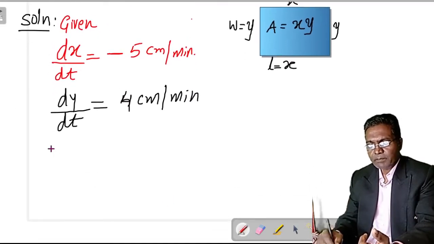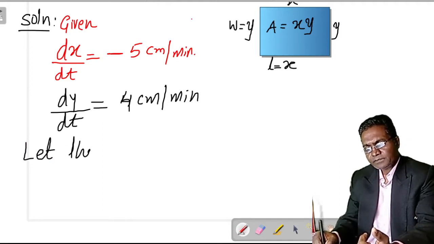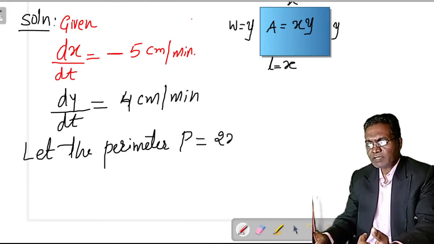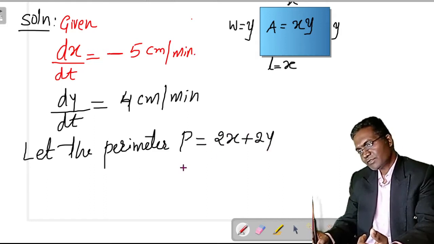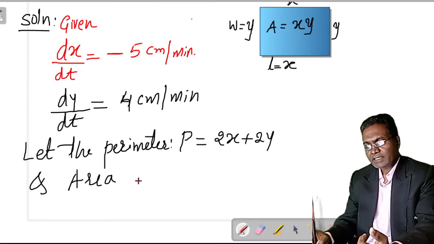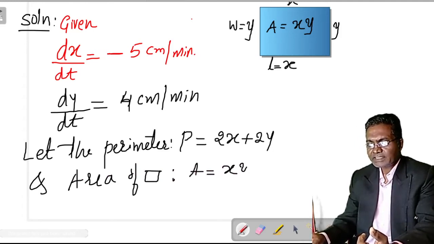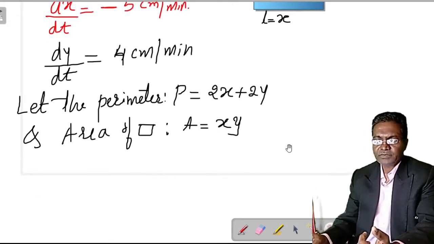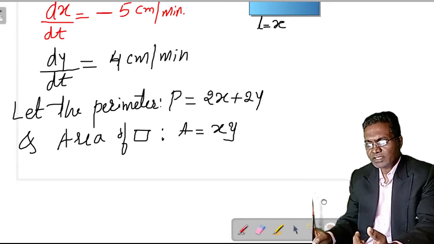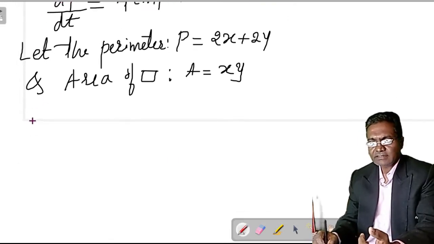Okay. So let P be the perimeter. P is equal to, perimeter is the sum of all the sides, so it is 2x plus 2y. And area of rectangle: A is equal to length into breadth, that is x into y. Now you are asked the rate of change of perimeter and the rate of change of area. To find these, you can directly differentiate.